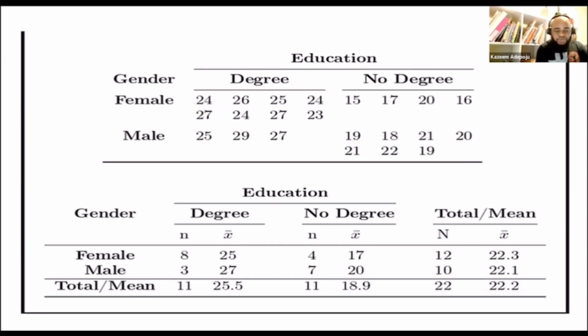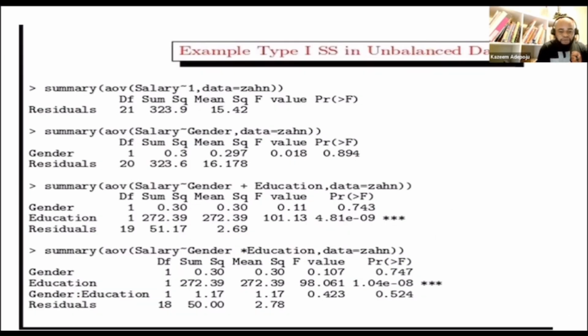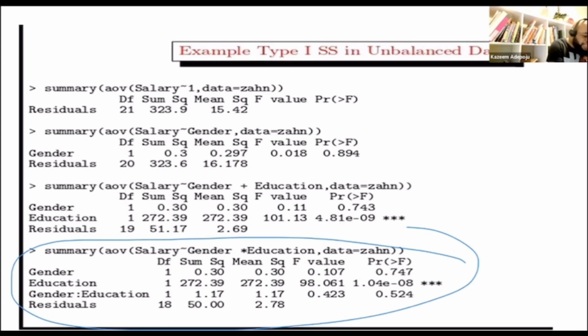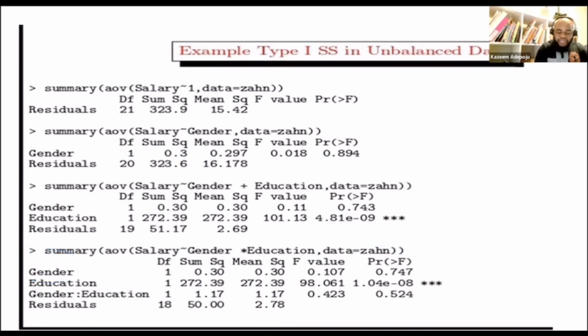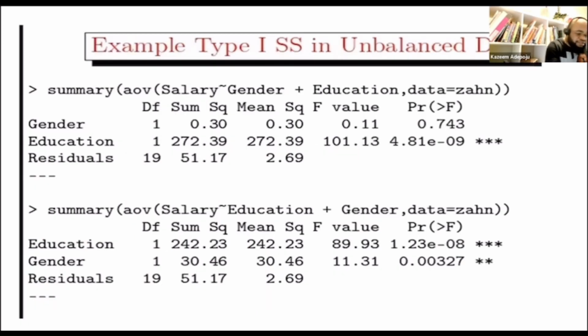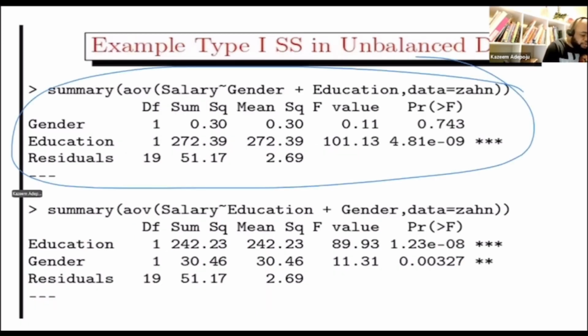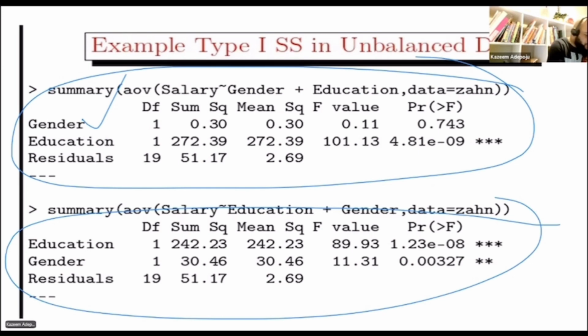Okay, now let us look at the behavior of type 1 sum of squares. Focus on the interaction now. When I use gender first, when I use gender as factor A, and I use education as factor B. Now, what happens when I switch that? Take a look at that. This is the first one, right? When I use gender as factor A and education as factor B, but here when I switch it, let us see whether we're going to have the same result.